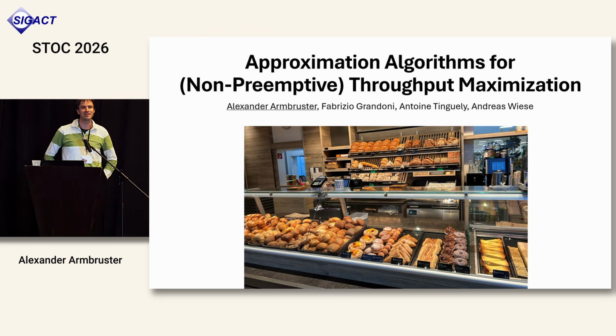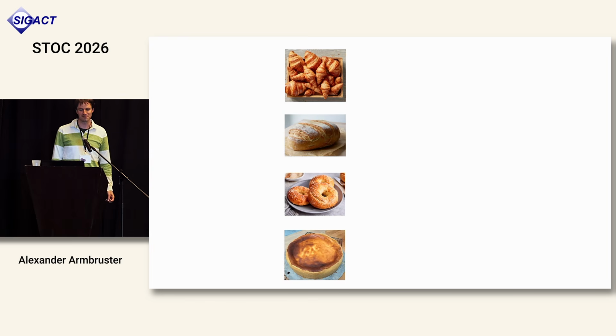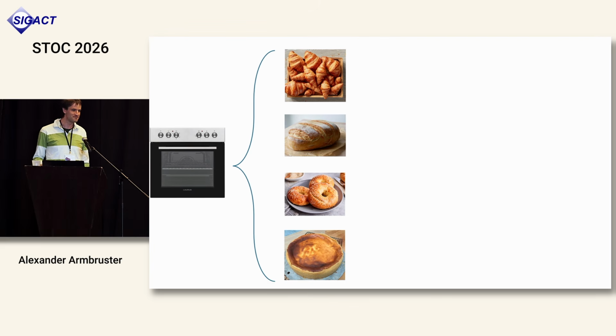And I generally like to eat stuff from the bakery. And stuff I like, for example, are croissants, bread, bagels, or cheesecake. And sometimes this stuff is hard to get. For example, I was kind of disappointed with the breakfast this morning. So the only option you have in this case is you have to bake it yourself.